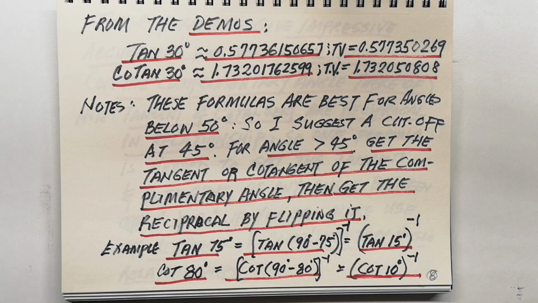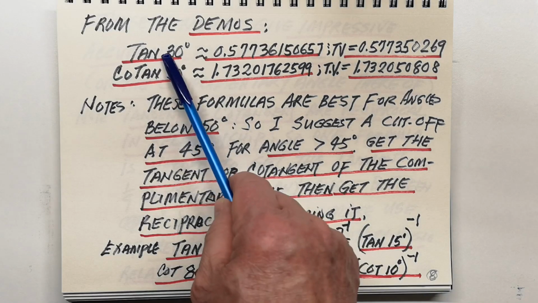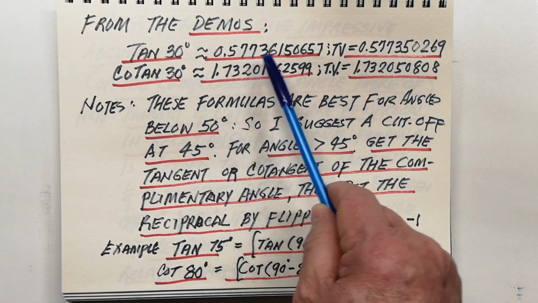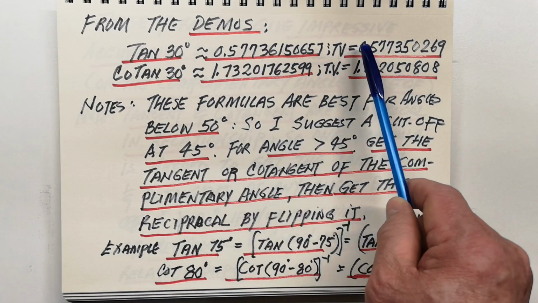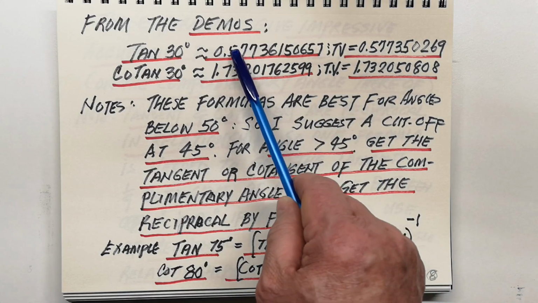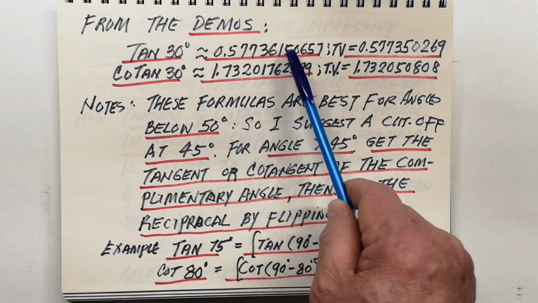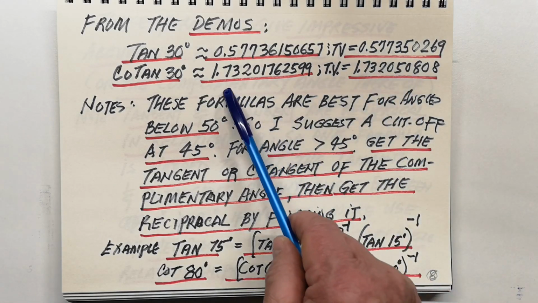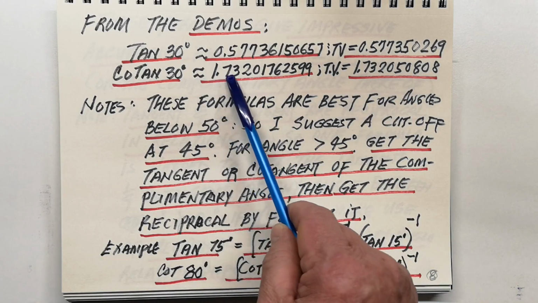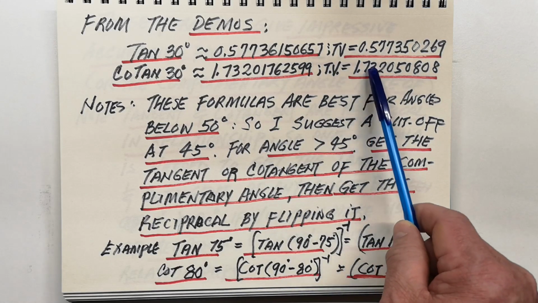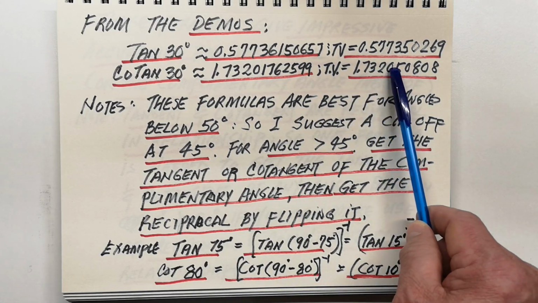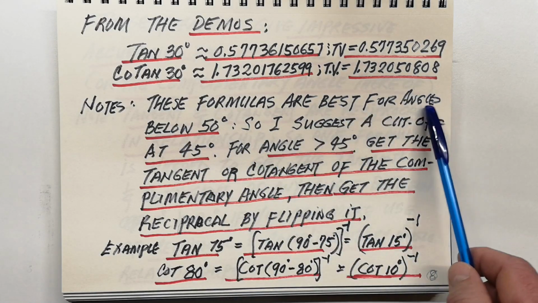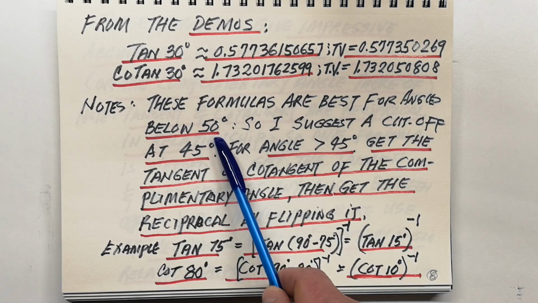From the demos, for tangent 30 we got this value, and the true value is this one. So up to 4 decimals, they're the same, 0.57736, so up to the 4 is the same. Same with cotangent, 1.7320, that's 5 digits.